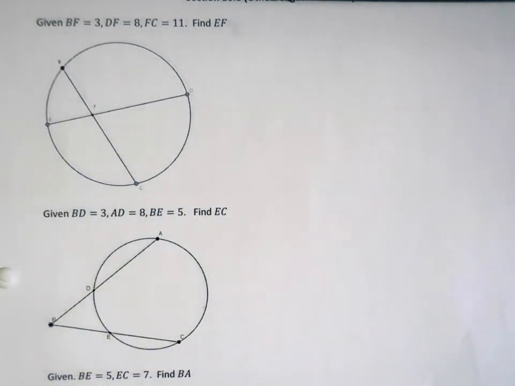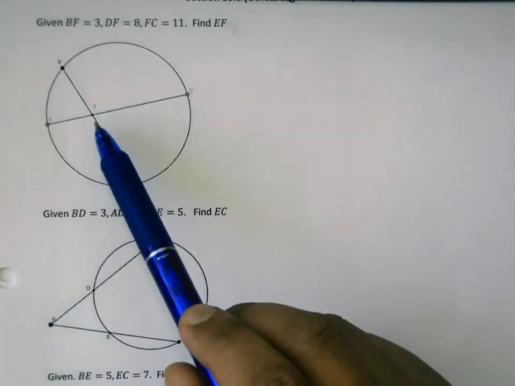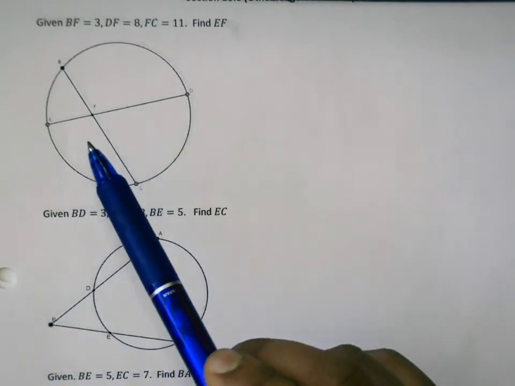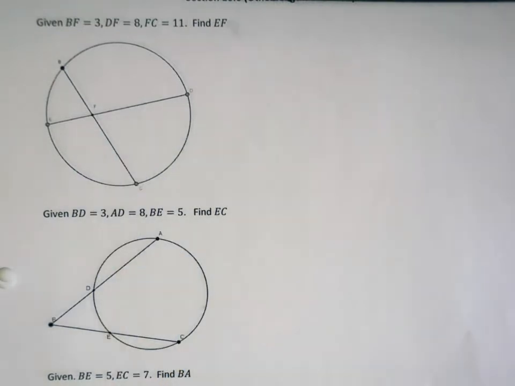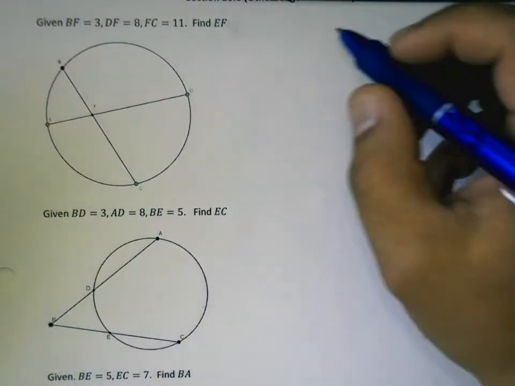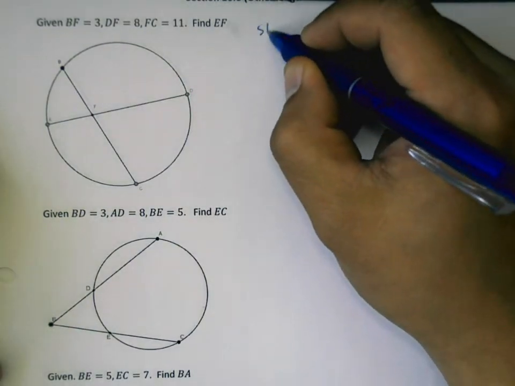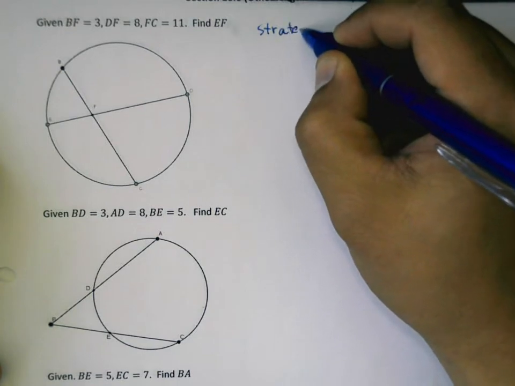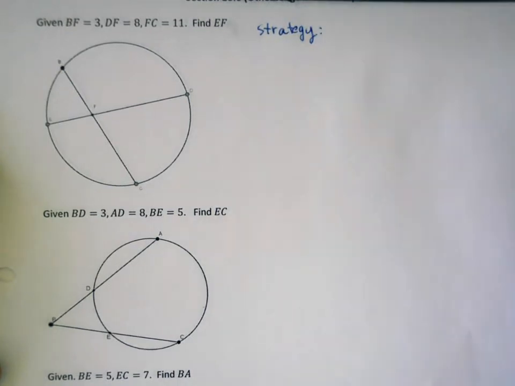Now at first, this can be a little bit daunting because one of the things that makes this problem difficult is that F is not the center of the circle. If it was, lots of things become much simpler. So the strategy of this lesson is to make similar triangles. We're going to make similar triangles in this picture and use some proportions.